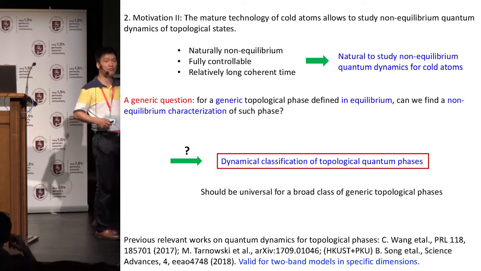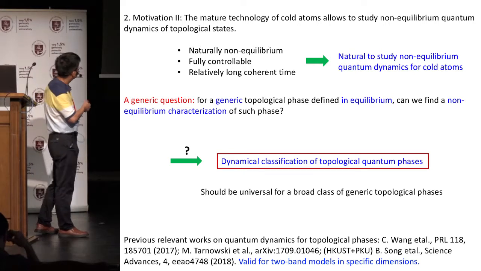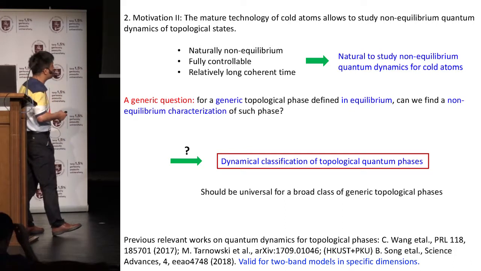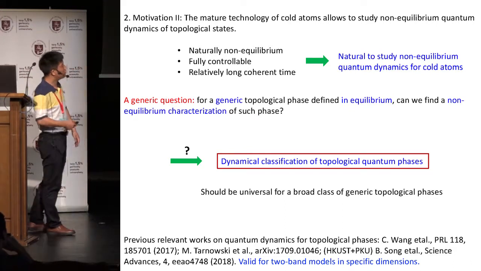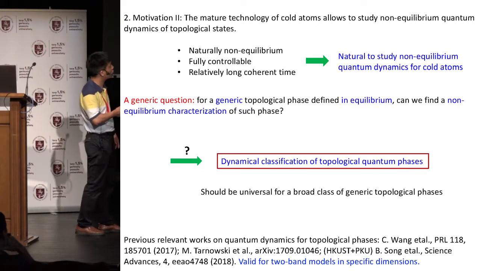Now, for cold atoms, we know a very important advantage: we can study the system by Floquet control. There are several interesting properties: cold atoms are naturally non-equilibrium, but they are controllable, and they can have relatively long coherence time. So in cold atoms, it is natural to study the non-equilibrium quantum dynamics.